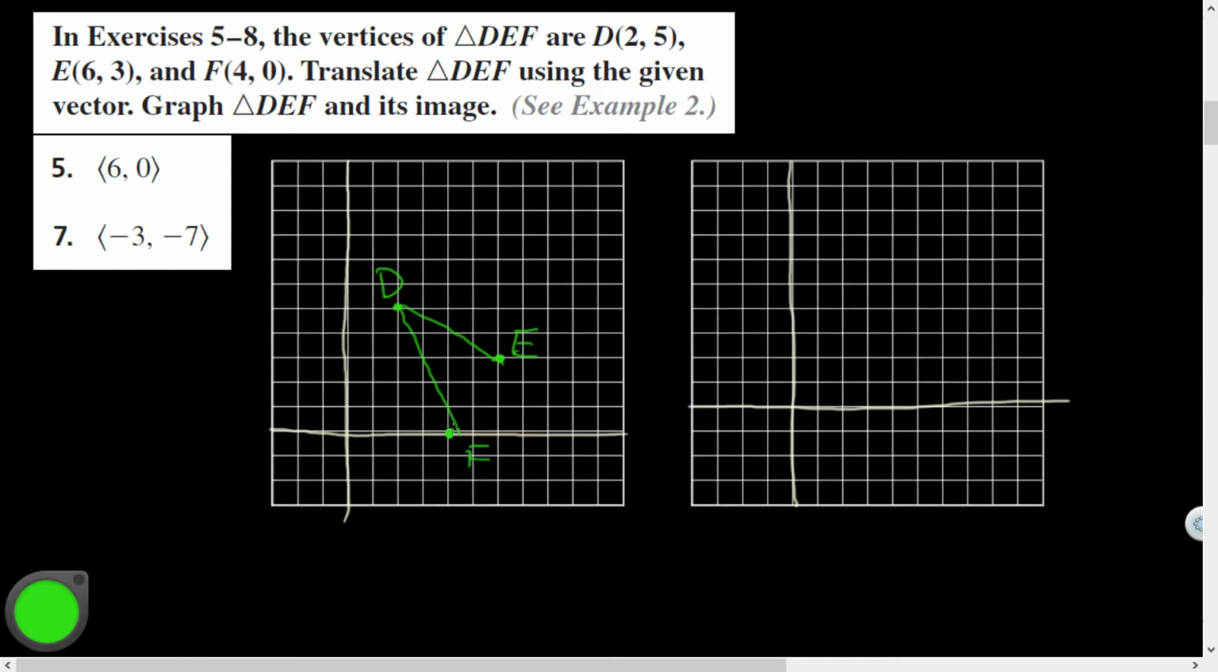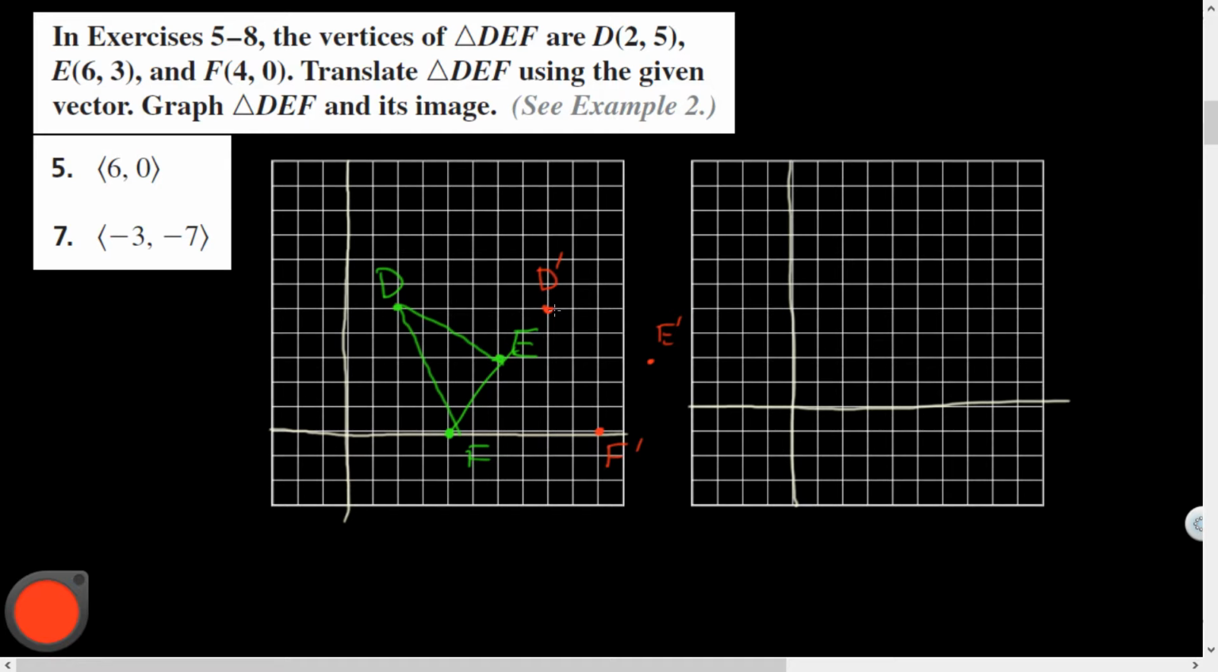If I was taking my time, I'd use my ruler tool. So I'm translating this by the vector 6, 0. That means I'm going horizontally over 6 units. So 1, 2, 3, 4, 5, 6. So this is where D prime would be. E would move over 6 units. That's E prime. F would move over 6 units: 1, 2, 3. There would be F prime.